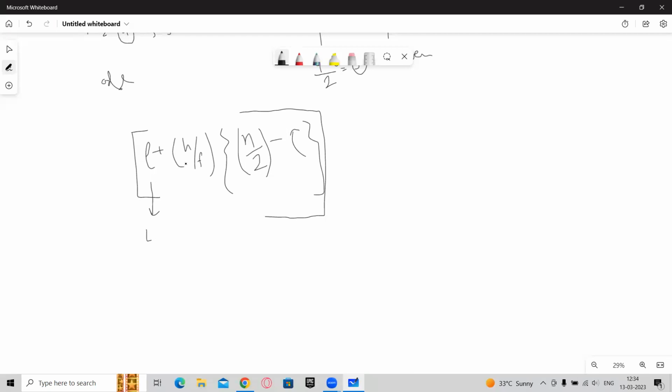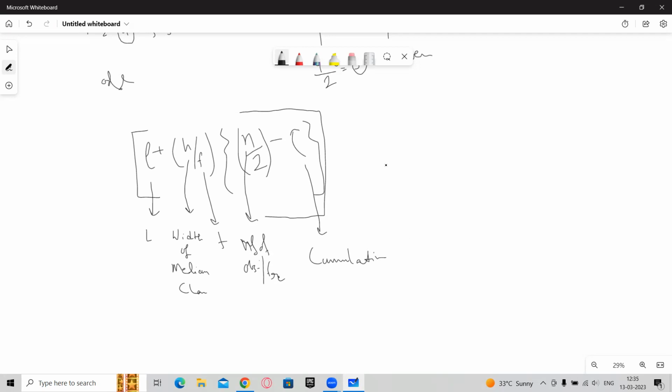Okay. h represents the height or the width of your median class. Okay. f is nothing but the frequency of the median class. N is nothing but, as you already know, the number of observations, or maybe in terms of frequency if I consider. And c is nothing but your cumulative frequency.